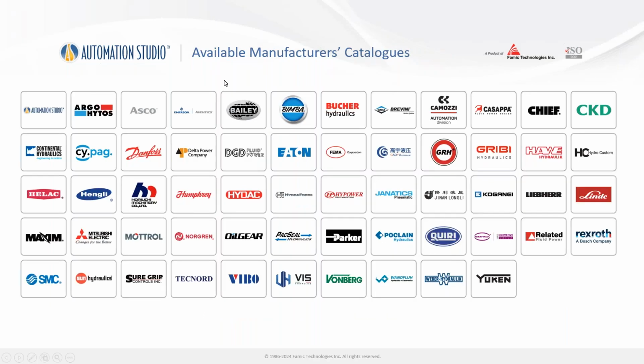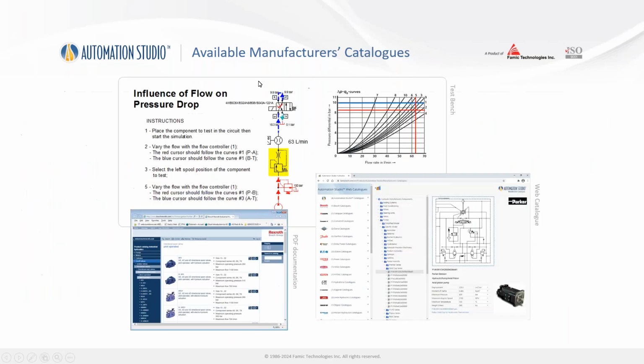So moving forward, coming on to the available manufacturers catalog. So here we can see we have the various types of catalogs available, like we have Argo Hythos, we have Danfoss, we have Eaton, Bimba, Booker Hydraulics, then we have Bosch Rexroth, Parker, Oil Gear, and so on. From the electrotechnical perspective, we have Mitsubishi Electric and so on.